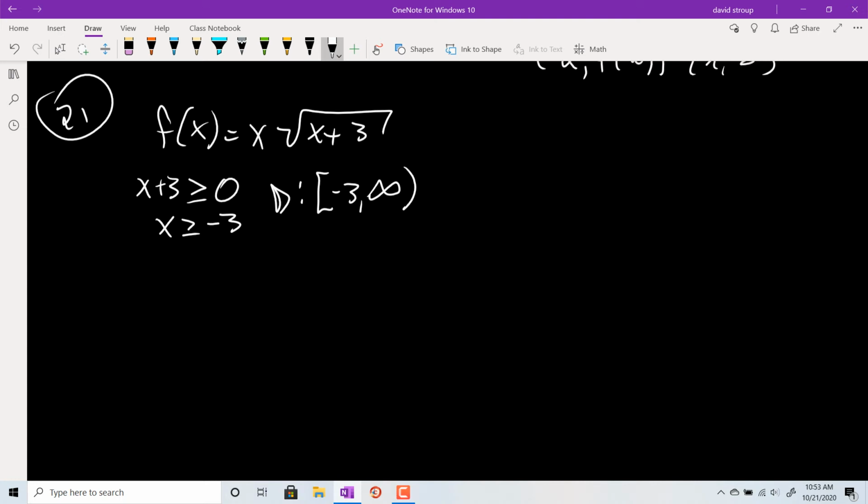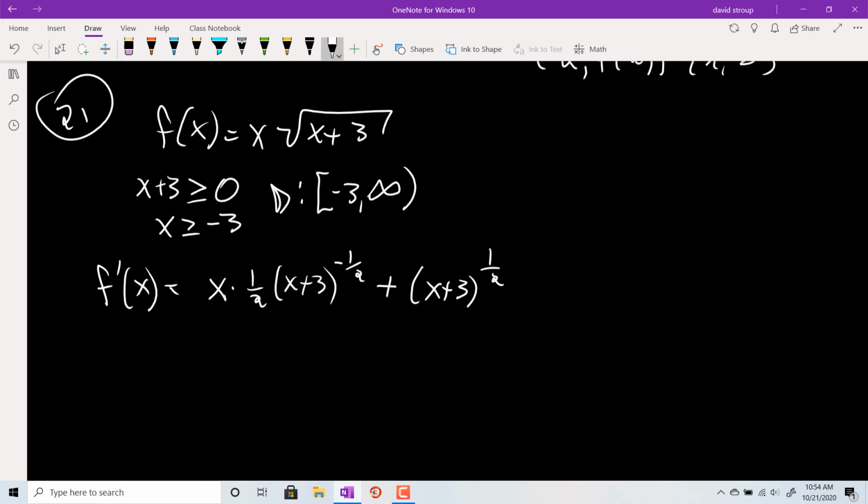Okay, so we need the first and second derivatives. I need to do a product rule. So I'm going to leave x alone and then times 1/2 times x plus 3 to the -1/2, and then plus, what's the next guy? The derivative of x, right? And then I have x plus 3 to the 1/2.